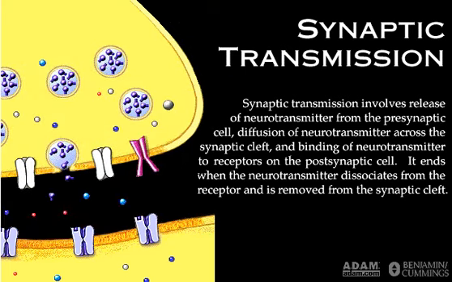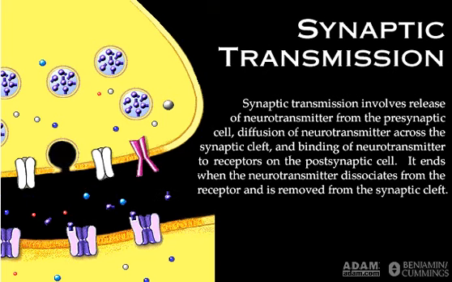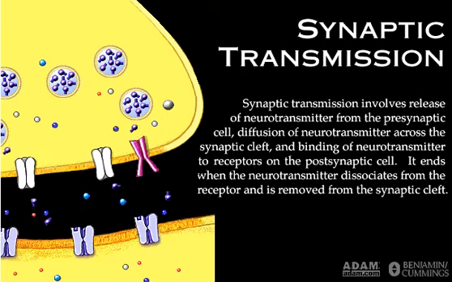Synaptic transmission involves the release of neurotransmitter from the presynaptic cell, diffusion of neurotransmitter across the synaptic cleft, and binding of the neurotransmitter to receptors on the postsynaptic cell. It ends when the neurotransmitter dissociates from the receptor and is removed from the synaptic cleft.